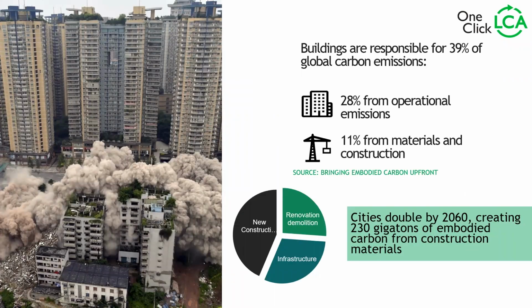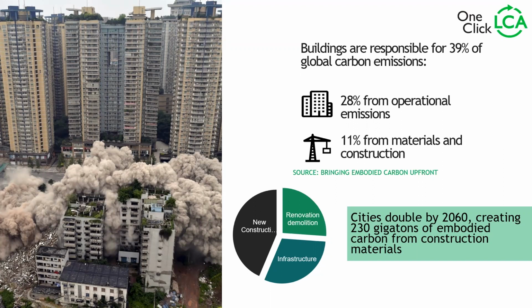Buildings are responsible for about 39% of the global carbon emissions. 28% of them come from operational emissions, so anything in the use stage from energy consumption, and then the remaining 11% come from the materials and the construction. The issue here is that these 28% from the operational emissions are being reduced over the life cycle of a project. And that's primarily because we are currently decarbonizing our grids. We're using renewable energy sources, and as a result, we're reducing these emissions. But the emissions from the construction process and the materials themselves, once created, they remain there.